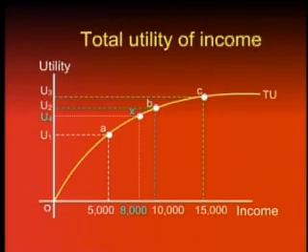Now, some of you might be wondering why exactly this is happening. This happens due to the curvature of the total utility function. The key implication of this curvature is that the average of the arc AC is point B. That is, for the horizontal axis, the average of 5,000 and 15,000 is 10,000. And this is the midpoint of the arc AC projected onto the horizontal axis.